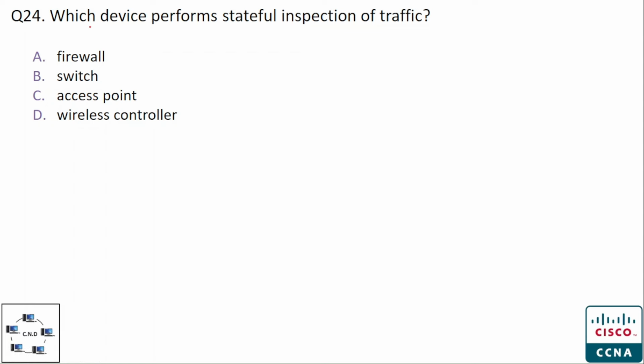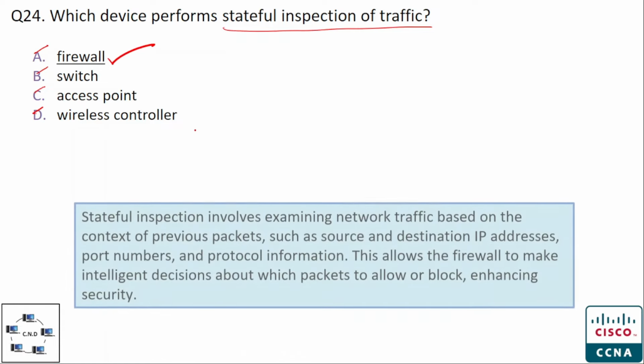Question number 4: which device performs stateful inspection of traffic? The options are option A, firewall, option B, switch, option C, access point, and option D, wireless controller. And the correct option is option A, firewall.